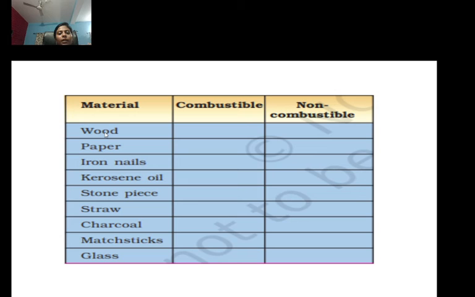Yes. So tell me, wood, combustible or non-combustible? Combustible, alright. Paper, combustible, non-combustible? Combustible. Iron nails, combustible or non-combustible? Non-combustible, okay. Kerosene oil, combustible, non-combustible? Combustible. Stone piece, non-combustible, okay. Straw, combustible. Charcoal, non-combustible. Matchstick, combustible. Glass, non-combustible. Very good, students.